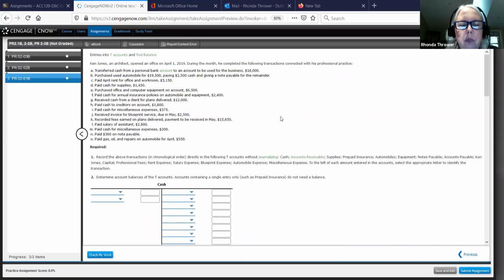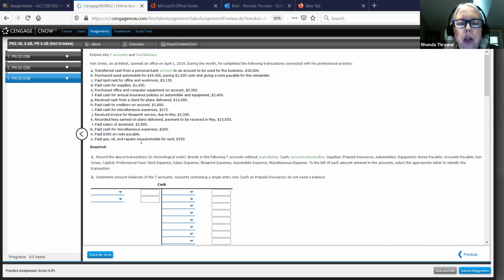So what I need to do is look at transaction A. Transaction A says that he transferred cash from a personal bank account to an account to be used for the business. That's $18,000. What I want you to remember is how we put that in the accounting equation from chapter 1. You'll remember that cash was an asset. And when we put an asset into our business, our cash account is increasing.